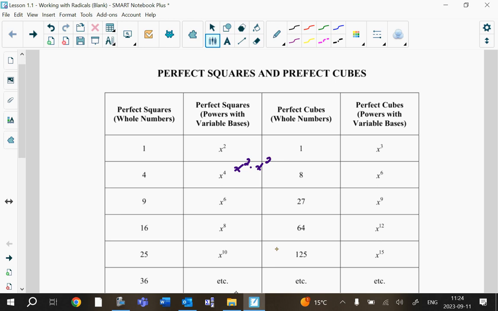This is a perfect square because x to the third times itself. X to the fourth, x to the fifth, etc. Okay? Why is x to the third a perfect cube? Because you get it by going x times x times x. Just like here, you can get it by going x times x. And x to the sixth, why is it a perfect cube? Because it's x squared times x squared times x squared.